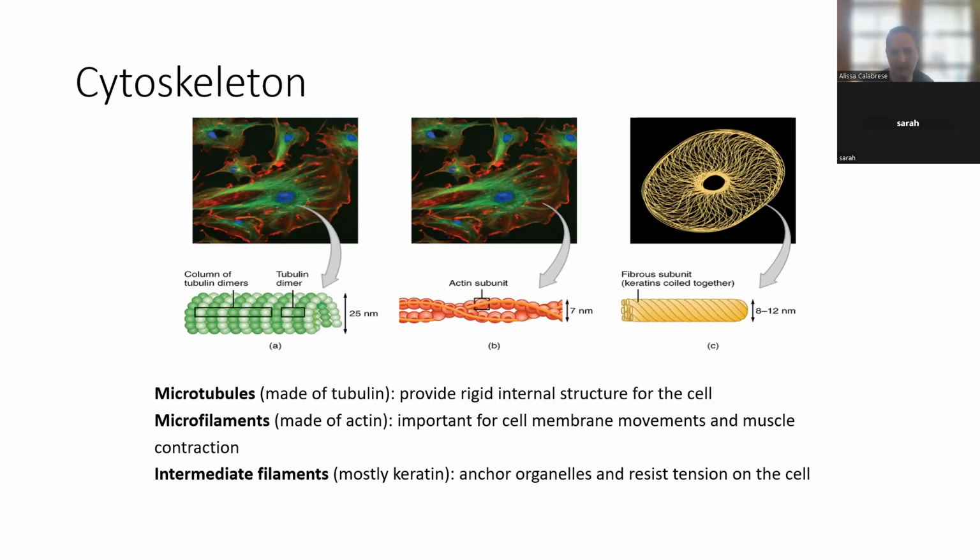And then the last one, intermediate filaments. These are usually made of keratin, but it depends on the type of cell we're in. These radiate from the nucleus to the cell membrane. And as they're going from the nucleus to the membrane, they basically hold all the other organelles in place. So keep everything from sort of bumping into each other inside there.